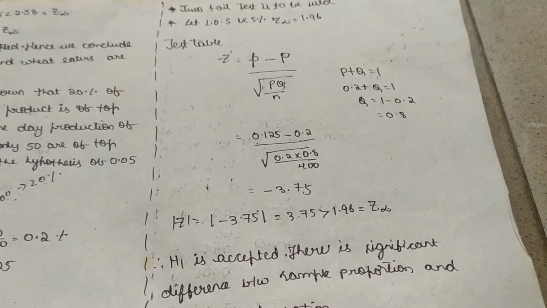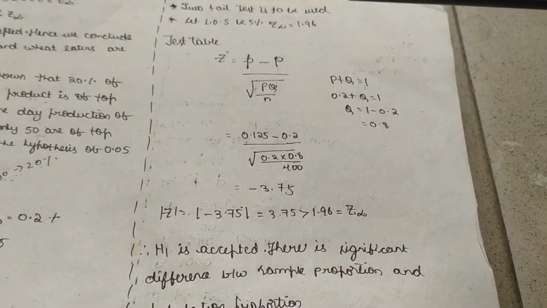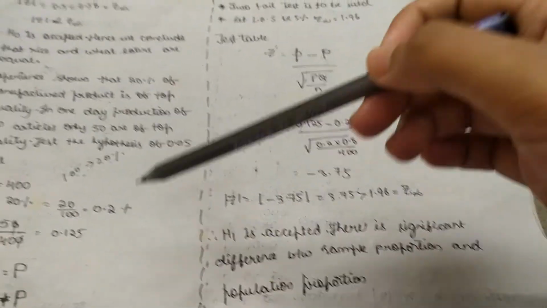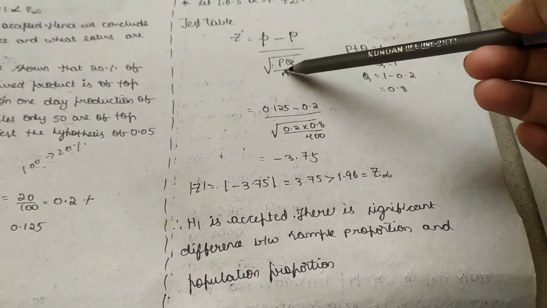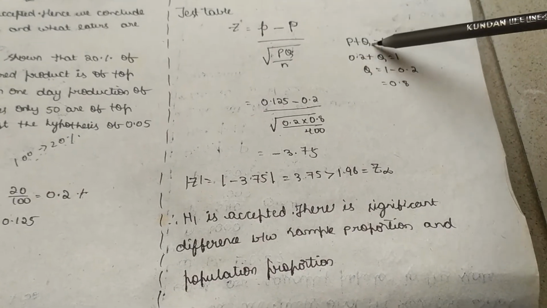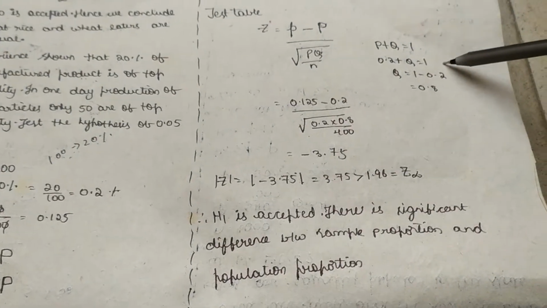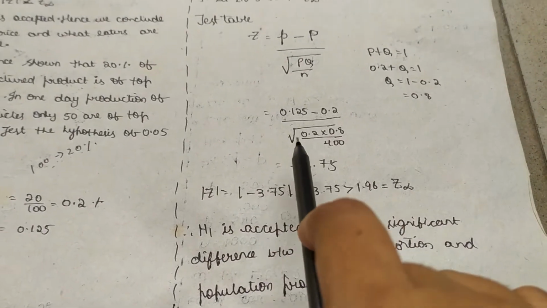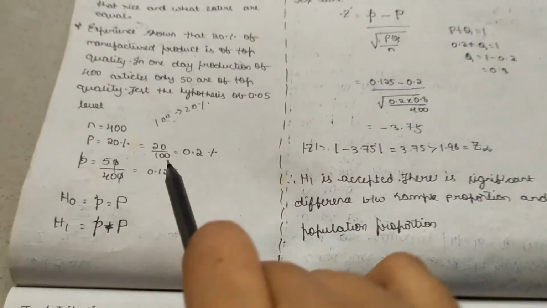These two will be given in questions in the MBA first semester QT paper exams, generally 5% for level of significance. So the test statistic formula for this question is Z equals small p minus capital P by root over PQ by N. Capital P plus Q equals 1. We got the capital P value as 0.2, so 0.2 plus Q equals 1, so Q equals 1 minus 0.2, which is 0.8. So we are substituting the small p, capital P values and the P, Q values, and N is 400.